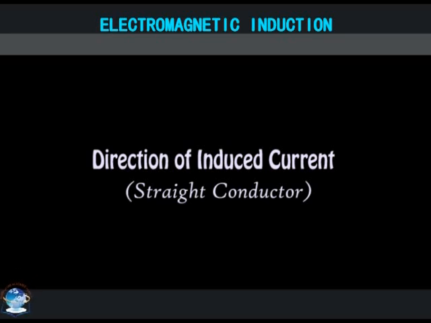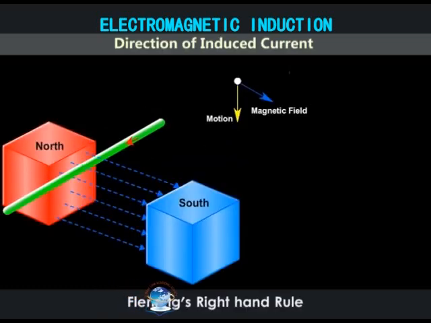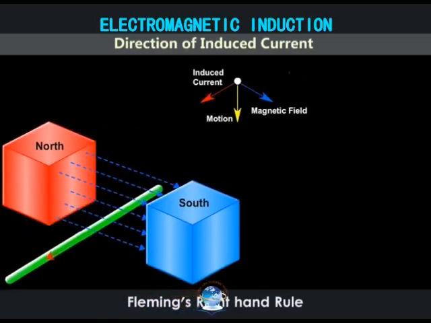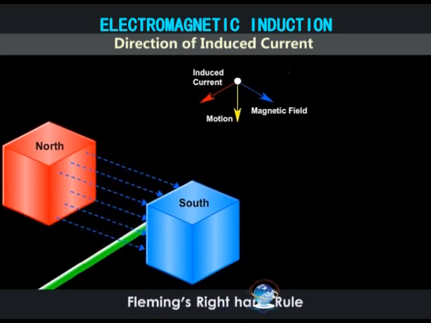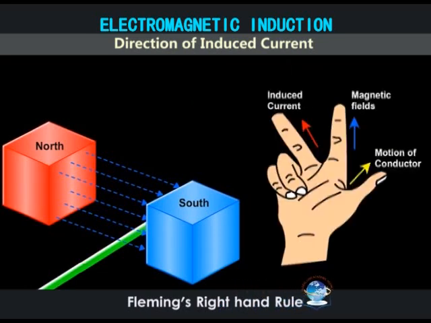What about a straight conductor? How do you tell the direction of current flow? The direction of induced current in a straight wire can be worked out by using Fleming's right-hand rule. The thumb and the first finger of the right hand are held at right angles to each other, and with the first finger pointing in the direction of the field and the thumb in the direction of motion, then the second finger points in the direction of the induced current.